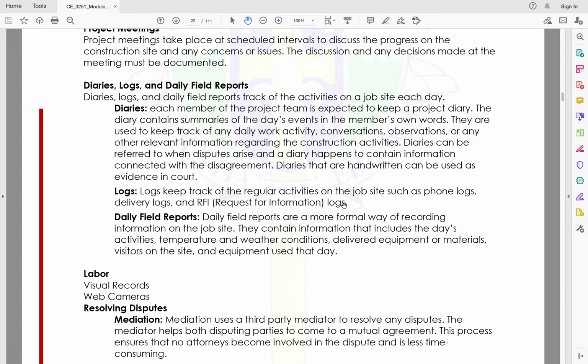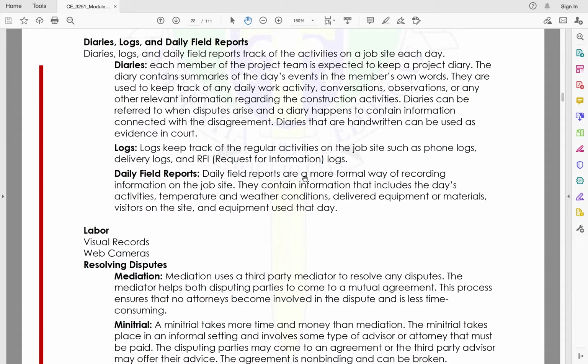So anything that comes into the site, may it be materials delivery, or may lalabas ng trabaho mo, ng site na trabahador mo, or nandyan din yung mga time in, time out logs, yan. So, those are documents. Next is daily field reports.